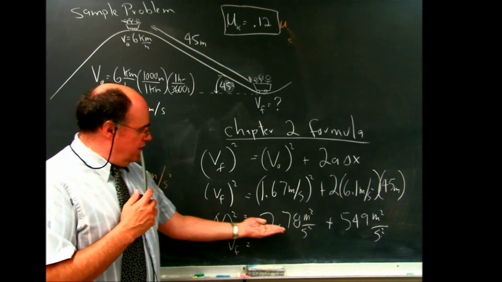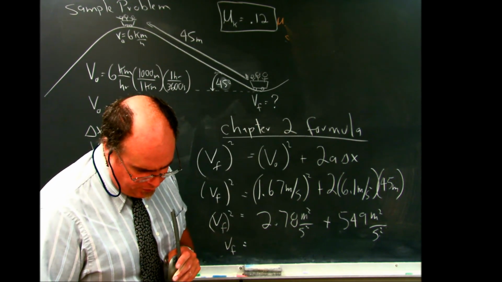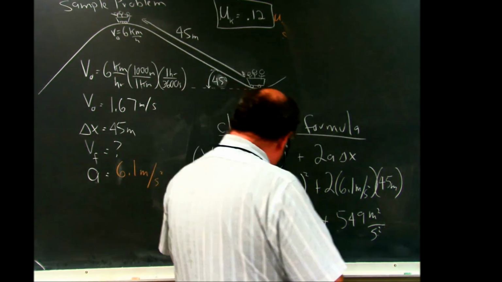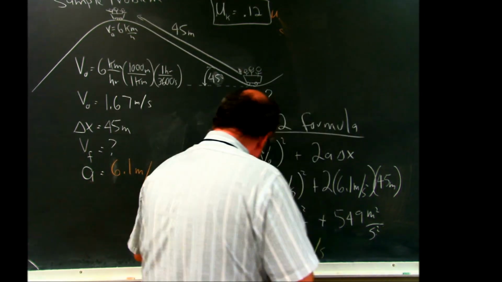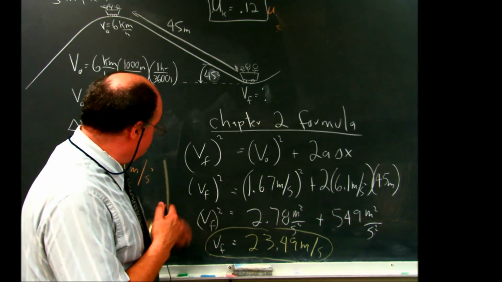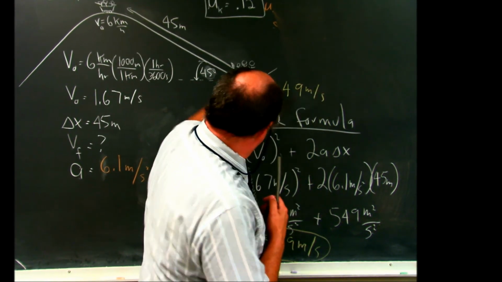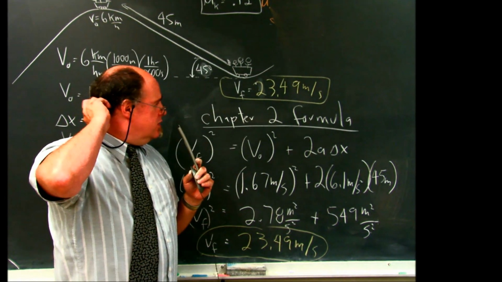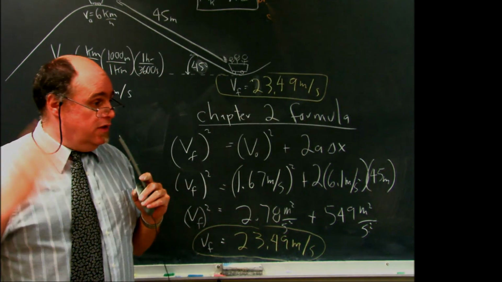So when I plug those things in, I got this piece and I got this piece. And when I add them together and then take a square root, I get 23.49. So it comes out to be 23.49 meters per second. And that would be the final answer up here. So that's something like 46 miles per hour. So those kids, I guess, are having somewhat fun.